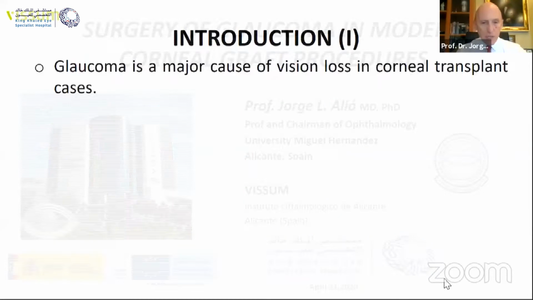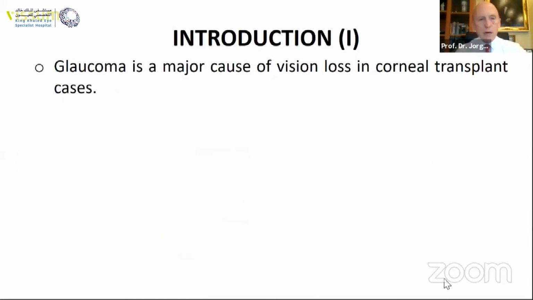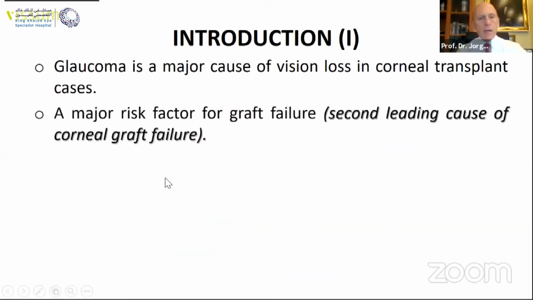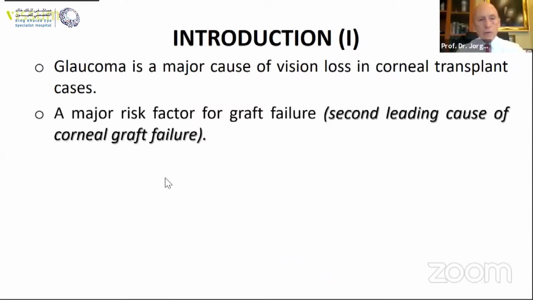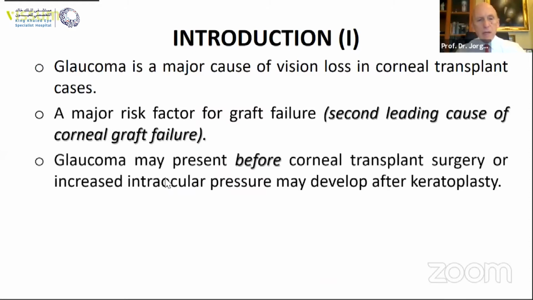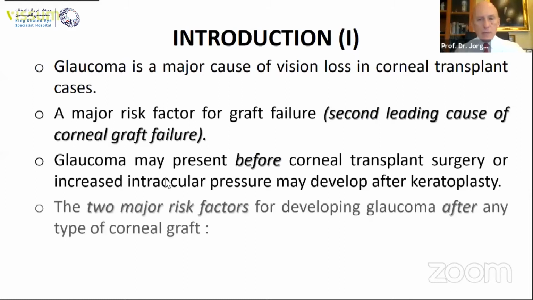Okay? So first, you have to remember that glaucoma is a major reason of visual loss in corneal transplant cases. It's a major risk for graft failure. As a matter of fact, it's the second leading cause of corneal graft failure, which is a very important issue, right? Glaucoma might be present before the corneal transplant. Remember that among the frequent comorbidities of corneal blindness is glaucoma indeed, or we can suffer this problem following the corneal graft in patients that were not affected by this problem before the surgery. And there are two major risk factors in the development of this complication following any type of corneal graft. Remember, any type of corneal graft.